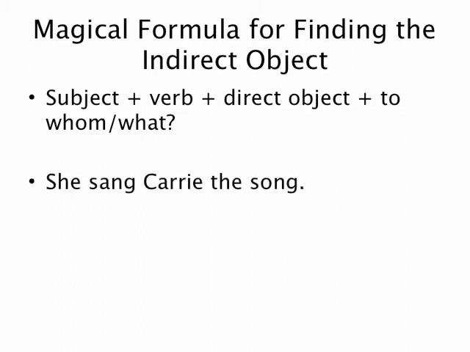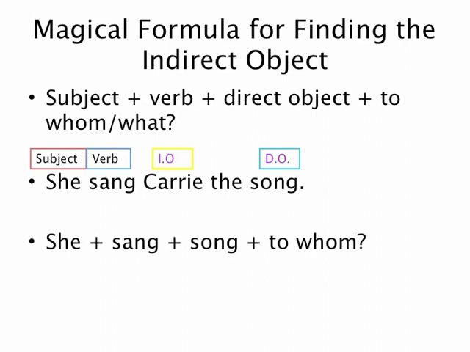So, for example, she sang Carrie the song. We know that our subject is she. The verb is sang. She sang what? Sang the song. To whom? Carrie. That's our indirect object. So, this would be your formula. She sang song to whom, and that is always going to give you your indirect object.